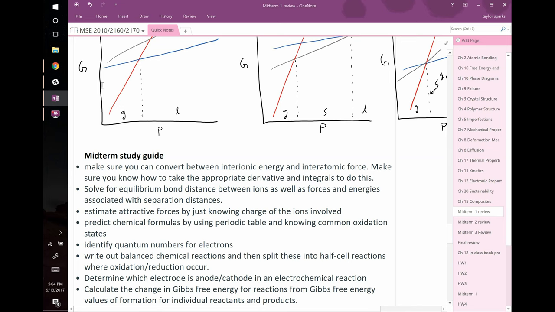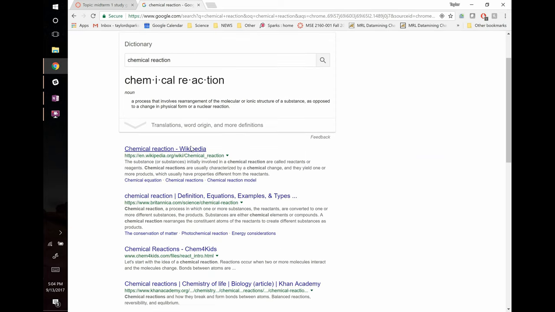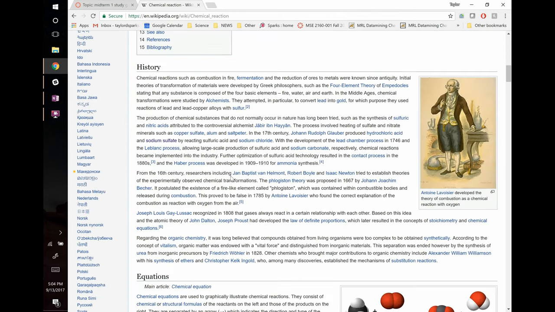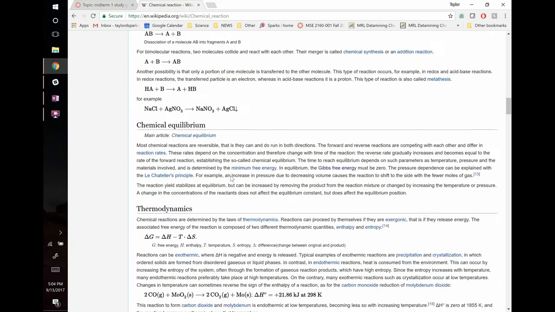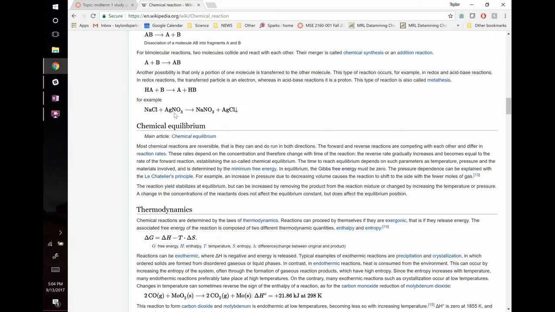Great idea. Let's pull up some reaction off the internet. Chemical reaction, right? Let's look up what Wikipedia has for us. Does it have examples? How about this one right here? NaCl plus silver nitrate forming sodium nitrate plus HCl. Let's take a look at that one.